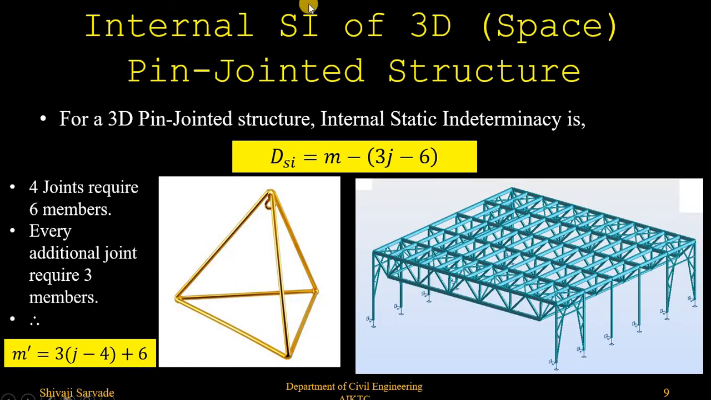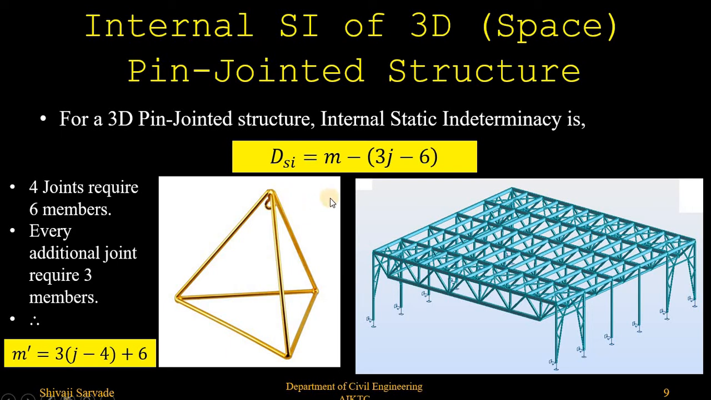Now if we move forward, that was 2D, now this is 3D. In a 3-dimensional pin jointed structure, if we closely observe, this is a pin jointed structure wherein the 4 joints, 1, 2, 3 and 4, require 1, 2, 3, 4, 5, 6 members.